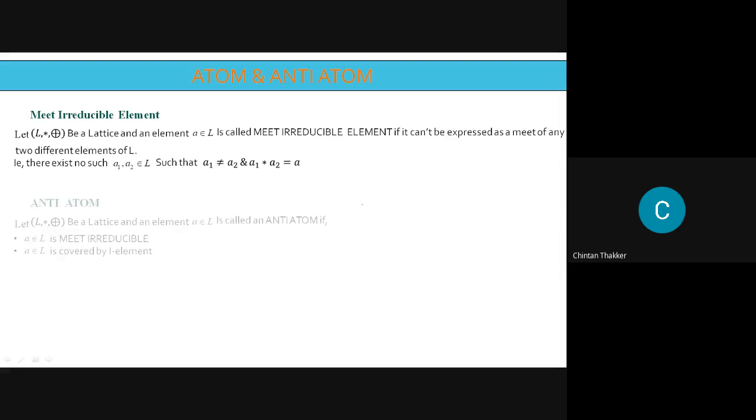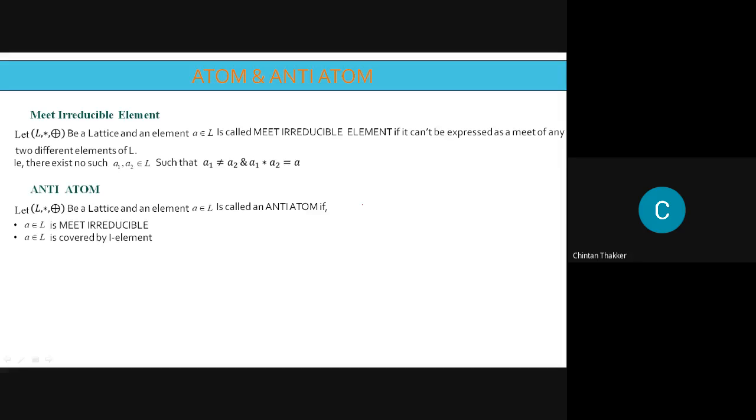Let us check here. Using the meet irreducible elements, we define the anti-atoms. An anti-atom means the element is meet irreducible and the cover of that element is the I element. An atom means the element is join irreducible and it is a cover of the zero element. Here the element is meet irreducible and the cover of that element is the I element.